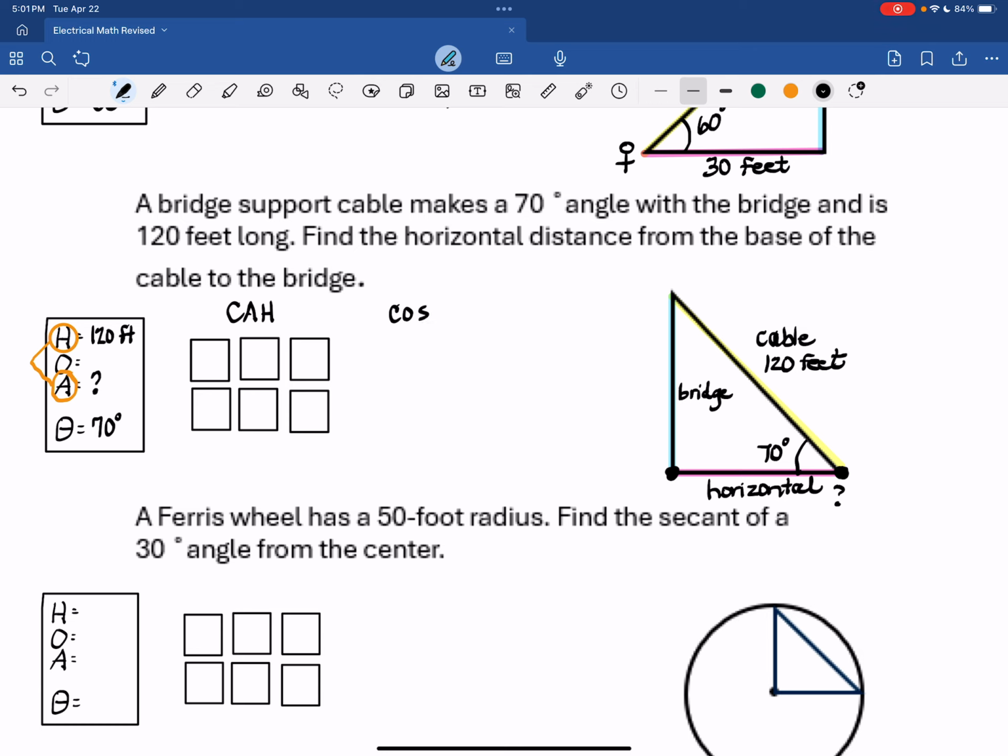Cosine of theta is equal to adjacent, that's the question mark, I'm going to call that the H, the horizontal, over hypotenuse, that's 120. And we're ready to solve. So we want to cancel away that 120 on that side. That will leave us with just H. And then we can solve.